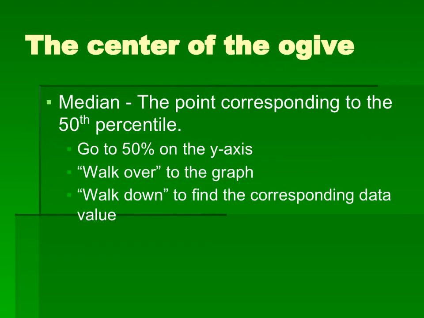If ever we're asked to find the center of the ogive, it should be no surprise that the center is going to correspond to the median. It's really hard to find the mean of an ogive, so we're always going to use the median when we have these types of graphs, and that's going to correspond to the 50th percentile. Because the percentiles or percentages are on the y-axis, we'll go to 50% on the y-axis, walk over to the graph, and then walk down to the corresponding data point.